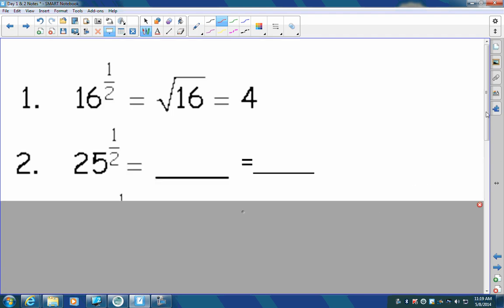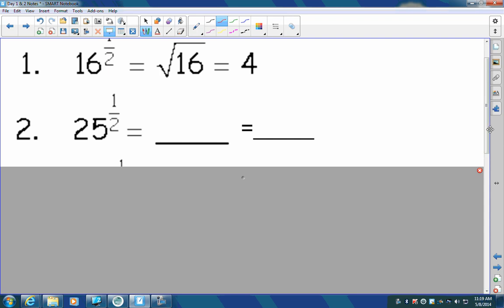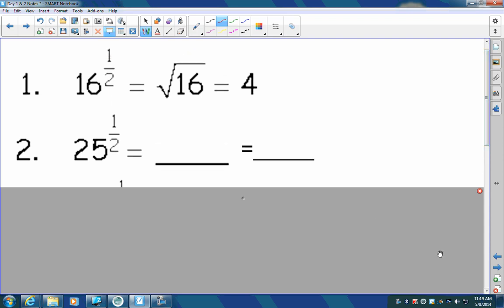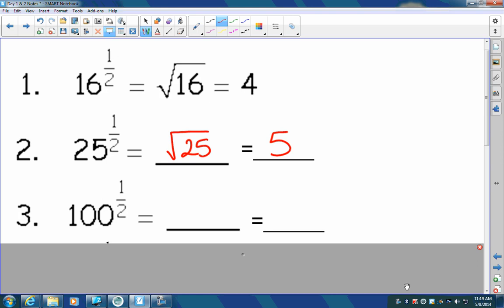Right here, what about number 2? Write that down. Number 2, first write it with the square root sign, and then write your answer. Put that down now, please. So 25 to the 1/2 means the square root of 25. What is the square root of 25? 5. So what if we had this one? How do you write it first in the square root sign? Square root of 10. Oh, not 10. Square root of 100, which is 10.